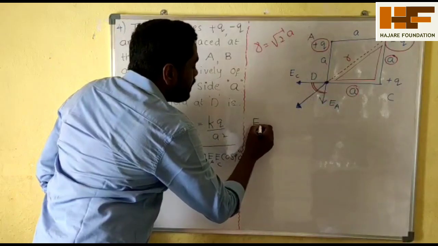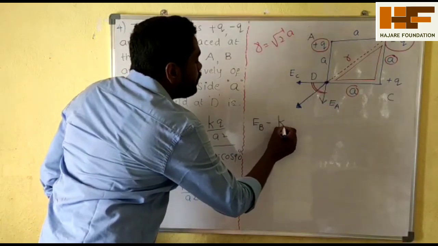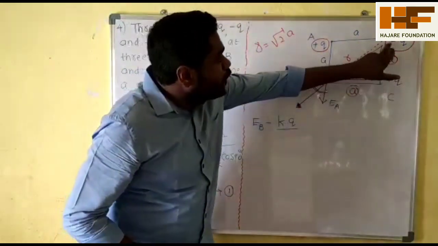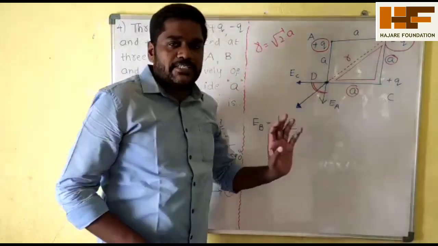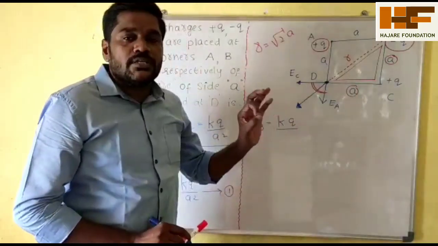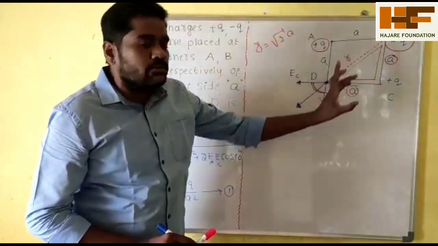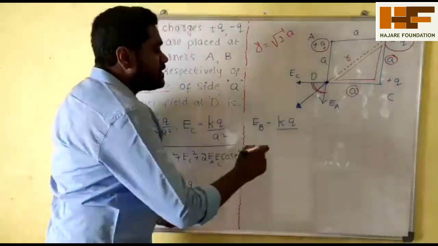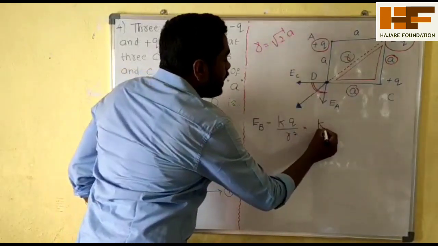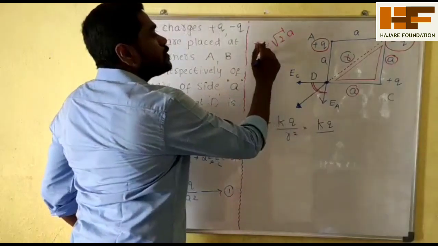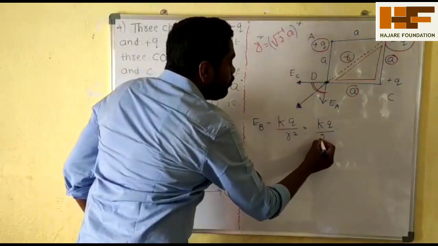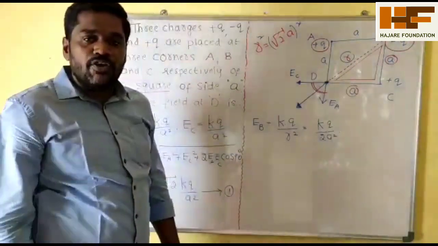EB is equal to K into Q by, here you will get one doubt. Sir, here minus Q is there, no? Why have you substituted only plus? Because for measuring the magnitudes of vector quantities, it is not necessary to substitute the negative value. Just substitute the magnitude. That's why I substituted only Q. Therefore, what is the distance? R square, because this distance we got R. R is equal to root 2 A. R square means this whole square, therefore the square root cancels. This becomes 2 into A square. That's it. We got that.